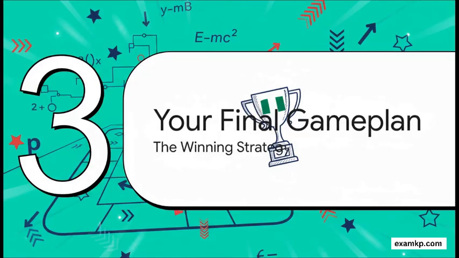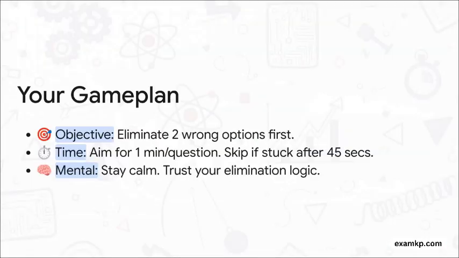Now, let's pull back for a minute and talk about the bigger picture, your game plan. Look, knowing the physics is only half the battle. Having a rock-solid strategy for exam day, that's what turns a good score into a great one. This is the winning strategy, so listen closely. First, your objective strategy. For every single question, your first move is to find and eliminate 2 options that are just plain wrong. Instantly, you've doubled your chance of getting it right. And please watch out for words like not or except. Stick to the simple textbook definitions. Don't go and overthink it.